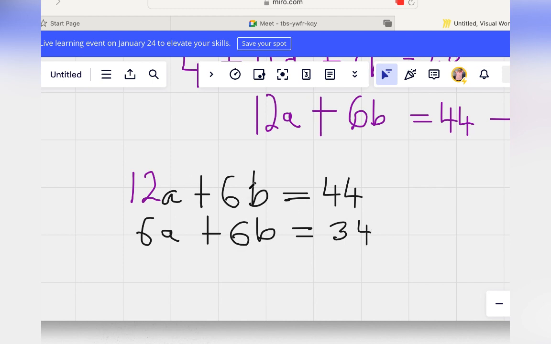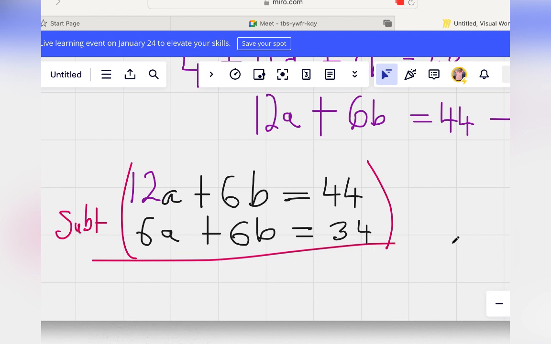So now we want to eliminate b, because they are the same. If you want to eliminate b, since they are both positive, you just say subtract. So you put a bracket here, you put a bracket here, and you subtract. 12a minus 6a, we will get 6a. And then 6b minus 6b, they cancel themselves out. Subtract means minus, 6b minus 6b is 0.